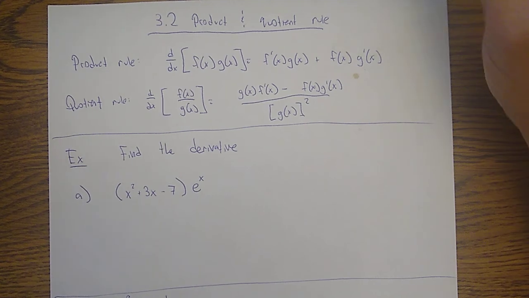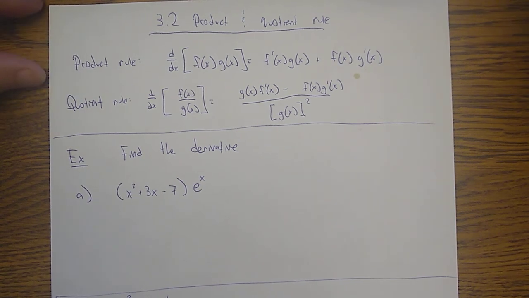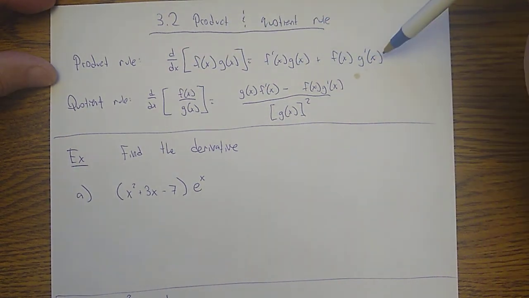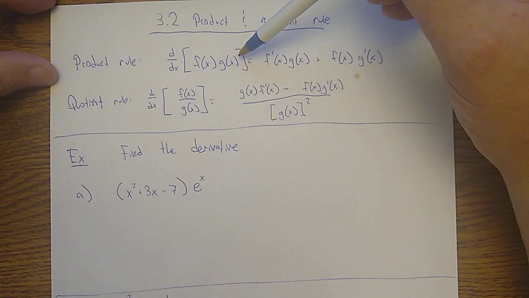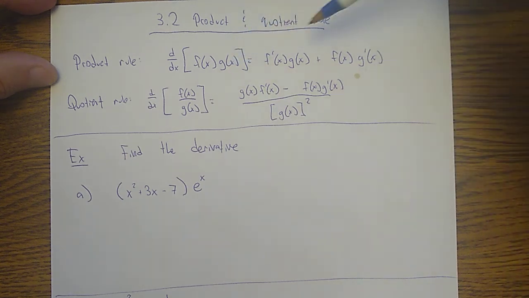Alright, so here's a video on 3.2, which is about the product rule and quotient rule. These rules are in the book, but I wrote them up here anyway. The product rule is very easy to remember. It's for when you're doing the derivative of a function times another function.